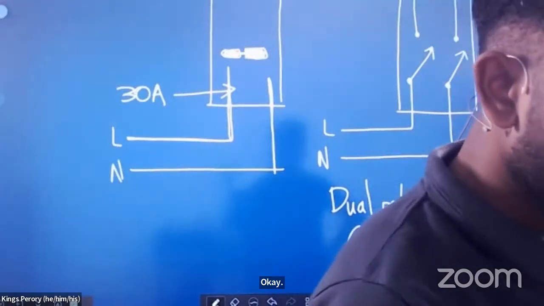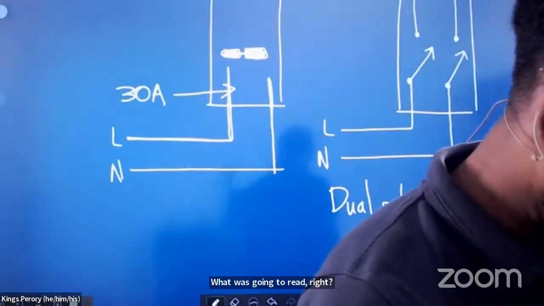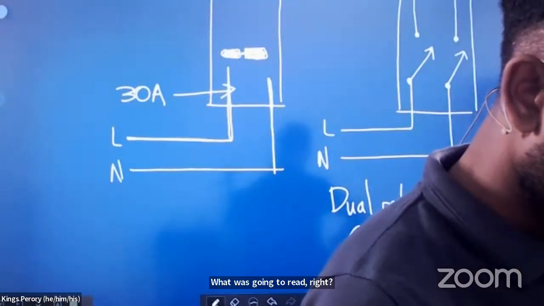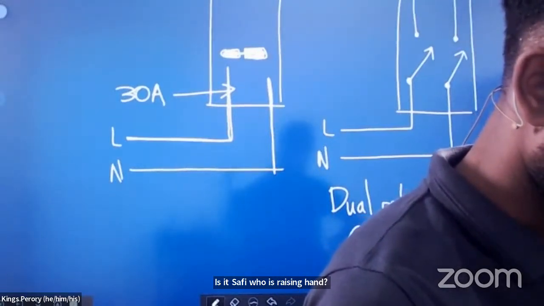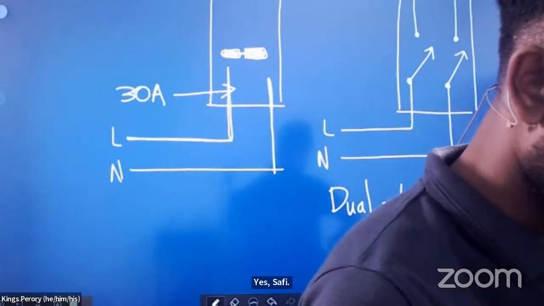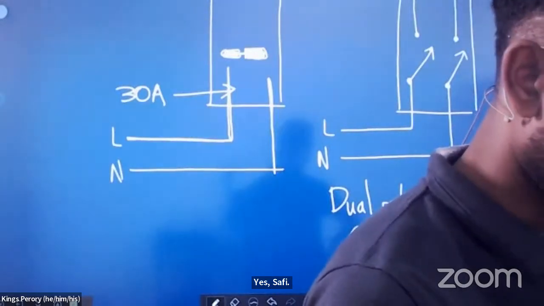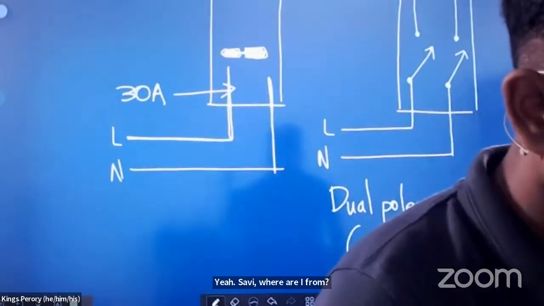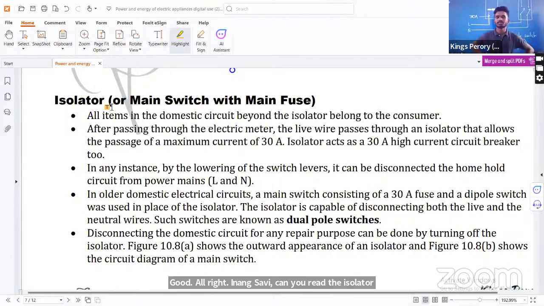Who's going to read? Raise hand. Is it Safi who is raising the hand? Yes, Safi. Am I pronouncing the name correctly? Yeah, sir. Safi, where are you from? I am from Sammanthurai, Ampara. Ampara, right. Eastern Province. Good. Safi, can you read the isolator part? Yes, sir. Go ahead.